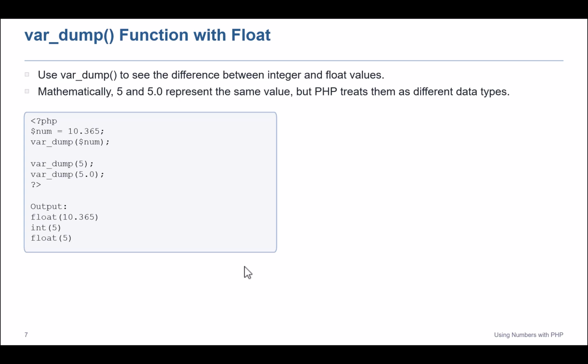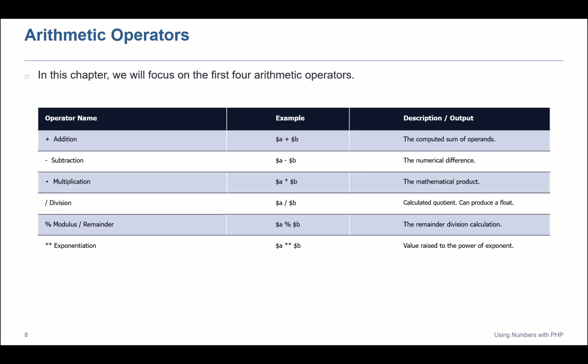The float data type can store very large numbers, but floats have limited precision. This means they are not always exact, especially when working with decimal values. Here are some examples of valid float values. Again, using the var_dump function will show you both the value and the numeric data type. In this chapter, we will focus on the first four arithmetic operators: addition, subtraction, multiplication, and division.